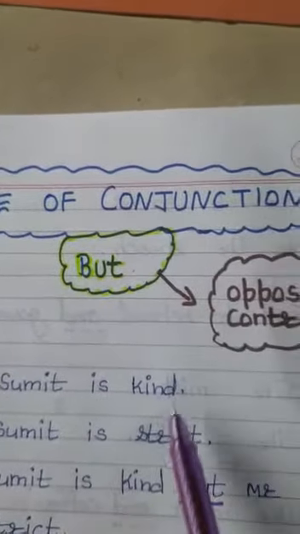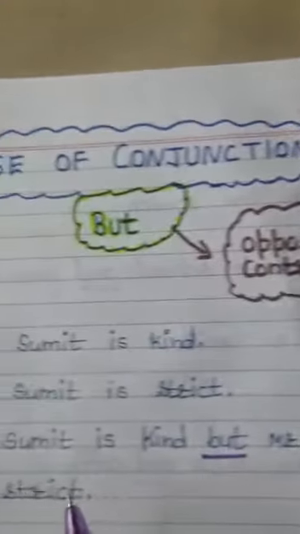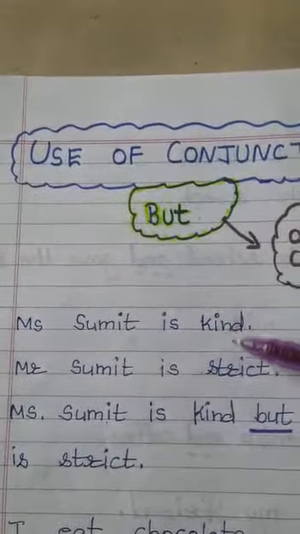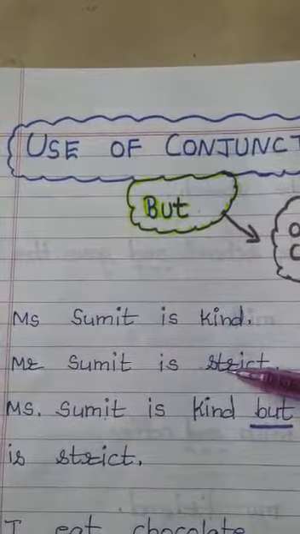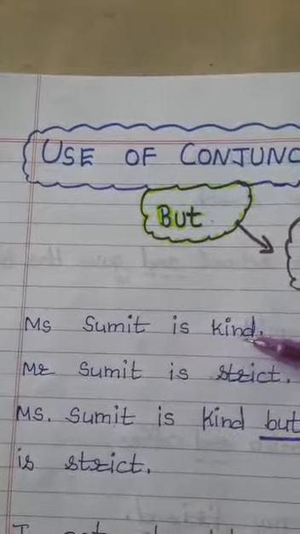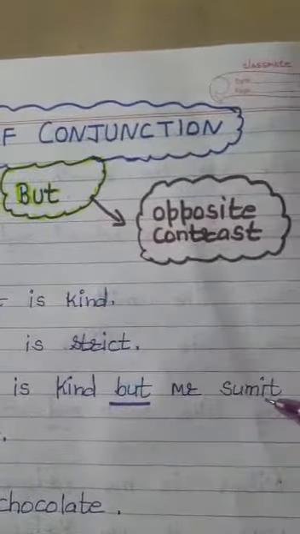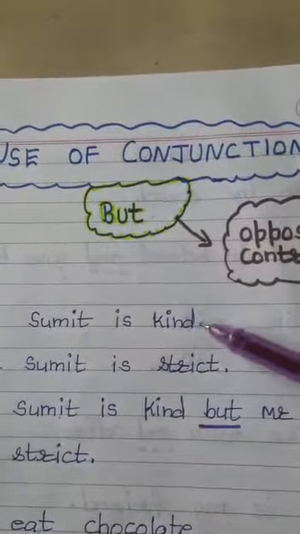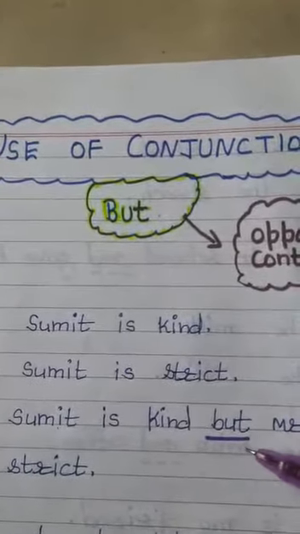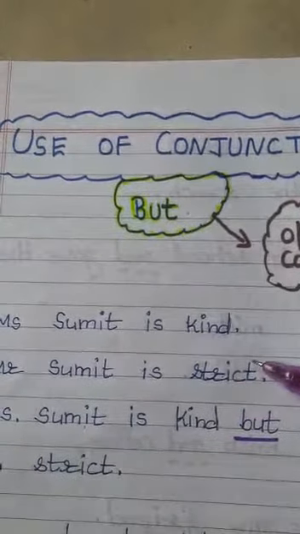Mrs. Sumit is kind but Mr. Sumit is strict. We see that we are combining both the contrasting words with the conjunction but. Mrs. Sumit is kind but Mr. Sumit is strict. We have combined both the sentences with the conjunction but. But means lekin. One person is having kindness and the other one is having strictness.